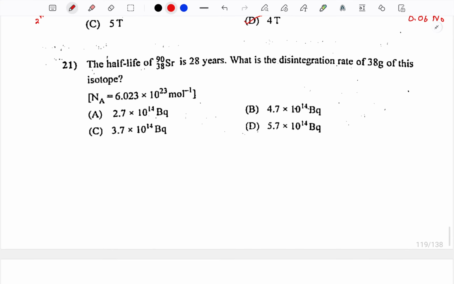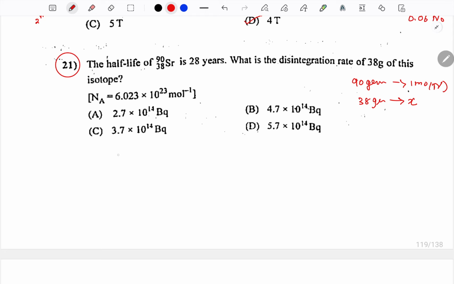Okay, the next question is another one on half-life. The half-life of strontium 38, Sr 90 is 28 years. What is the disintegration rate of 38 gram of this isotope? Okay, so for this we know that 90 gram is equal to 1 mole, and 1 mole is Avogadro number, N_A. So 38 gram is equal to, let's say, x number.